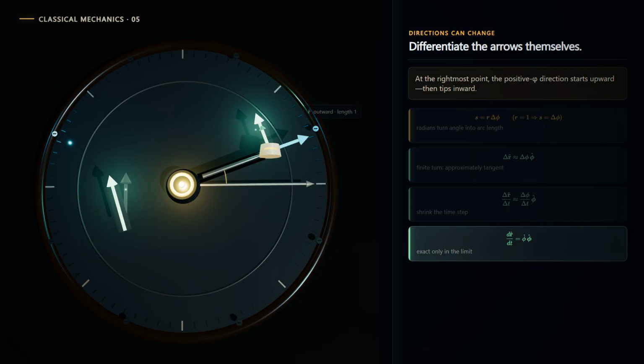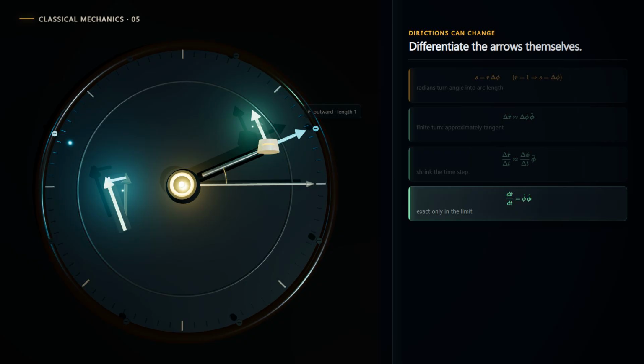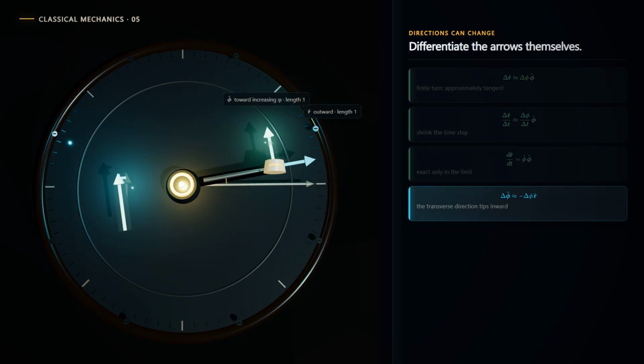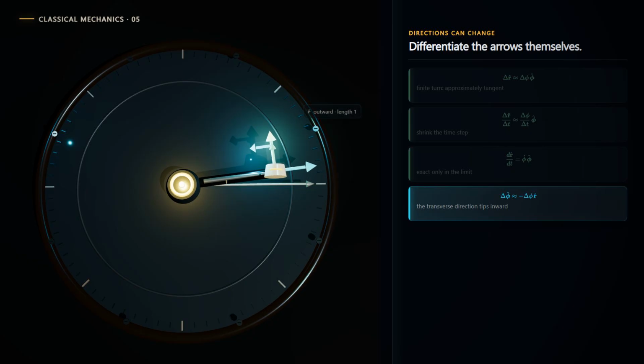Repeat the same experiment for phi hat. At phi equals 0, it points upward. After a small positive turn, the new copy tips slightly left. Its tip-to-tip change points inward, opposite r hat. As the turn shrinks, its magnitude per second again approaches phi-dot. Phi hat changes as negative phi-dot r hat.